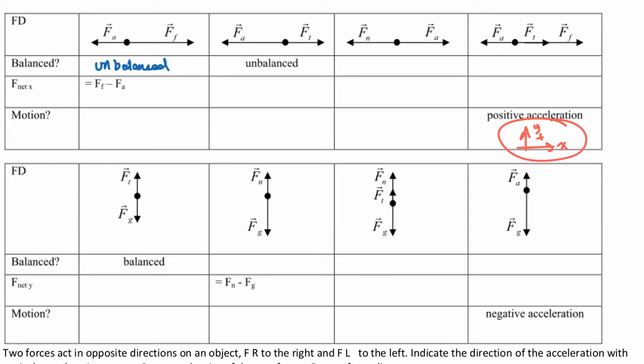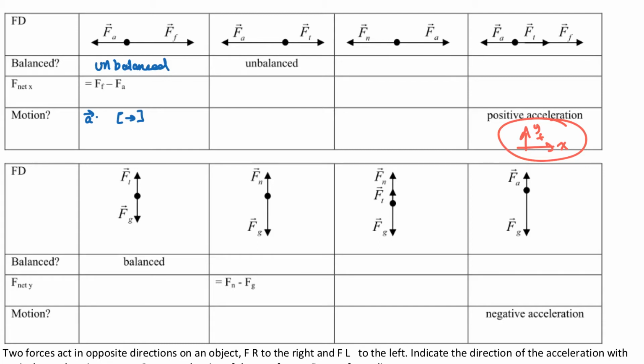And the net x, force in the x direction, is going to be this minus this. And the motion here, since it's unbalanced, it's going to be accelerating. And if it's accelerating also in terms of direction, it will accelerate towards the direction that has the larger force. So we'll talk about this in more detail later, but accelerating to the right.